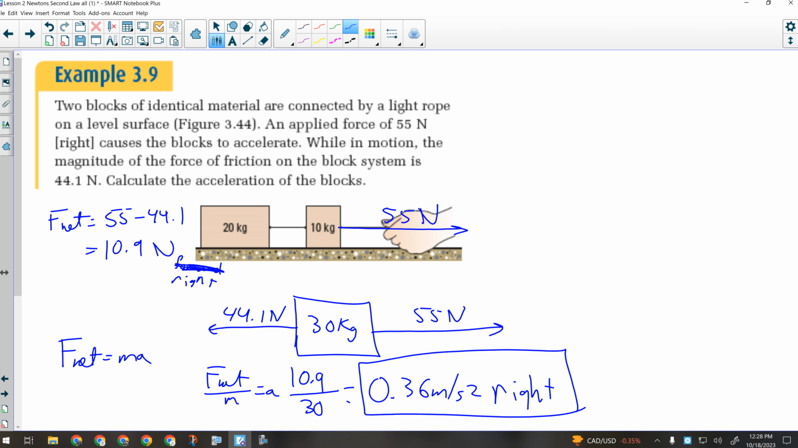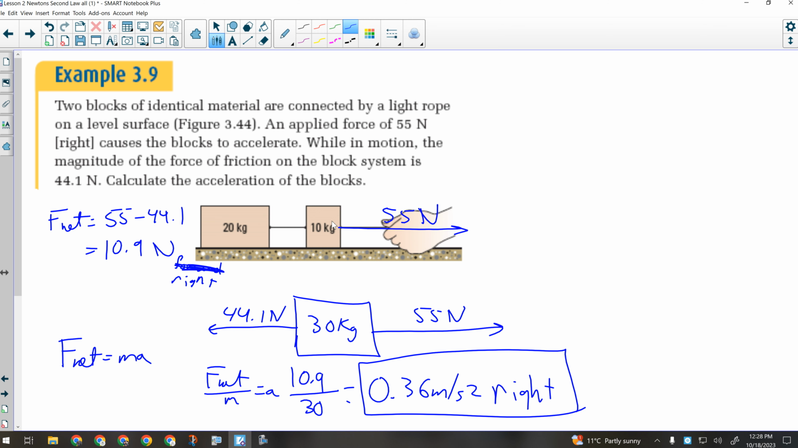Okay? I don't know how much that rope that's connecting the two boxes is pulling on the 10 kilogram mass. I don't know how much of that 44.1 newtons worth of friction is acting only on the 10 kilogram mass. It doesn't matter. Every part of that system has the same acceleration. So if I can find the acceleration of any part or the whole system, I can apply it to everything. Okay? So I wouldn't actually have to do anything different.